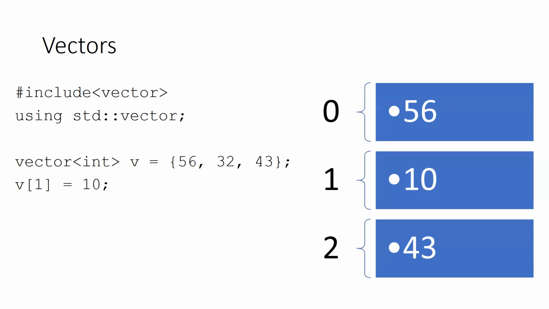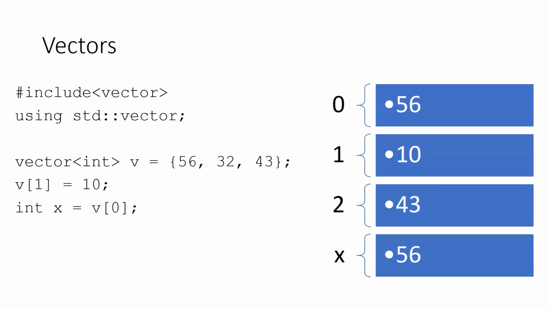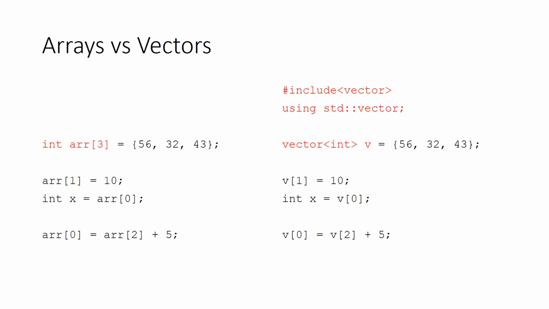I could put 10 into location 1. I could read from location 0 and put it into a variable called x. And I could do some arithmetic on it in the exact same way as before. So here it is just for you to see the differences side by side. I did the exact same code, and really and truly the difference is that I have to include a library with vectors, and I have to use the namespace, of course, using std::vector, and how you declare it is a little different. But other than that, everything remains the same.